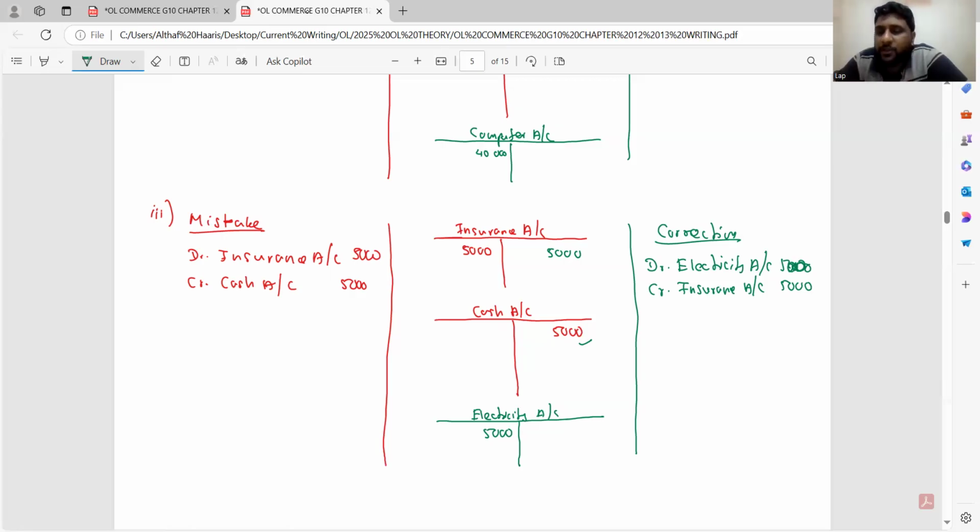So you can also use two different colors. Red color for the mistake, green color for the correction. Not in the exam, for the writing.